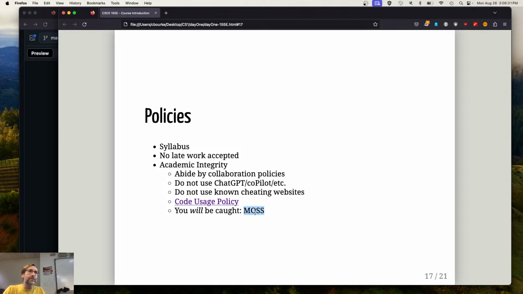So don't do it. Again, labs and hacks, if you choose to work with somebody, great, pair up. But don't copy code and don't share code either. Exams, don't share any code, period, with anybody.